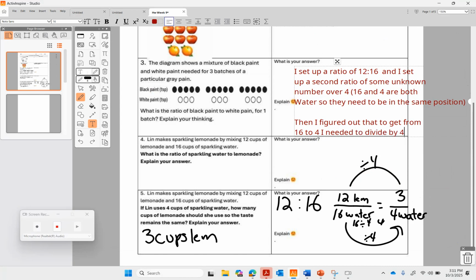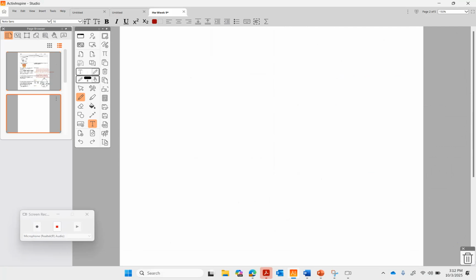So then I went back and divided the top number, which was 12, by 4 and got 3. Okay? So that is my steps for how I did it. Let me go on to the next page. I think I'm going to go on to the next page. Is there? Oh, there we go. An extra page there. Tuesday.